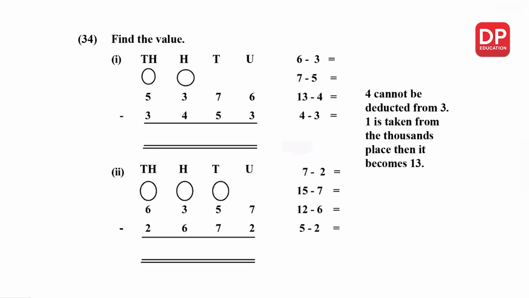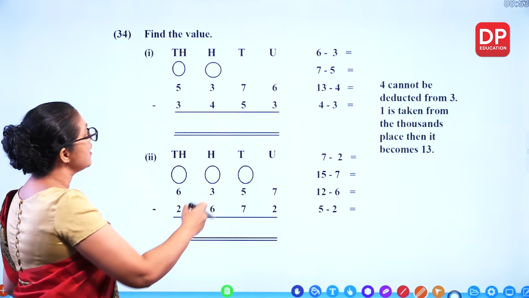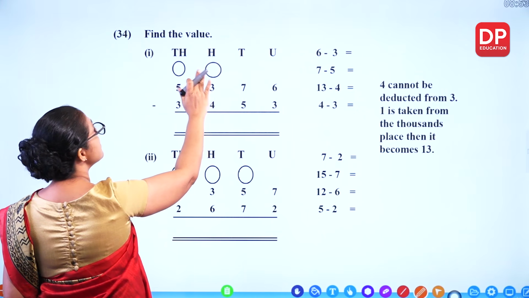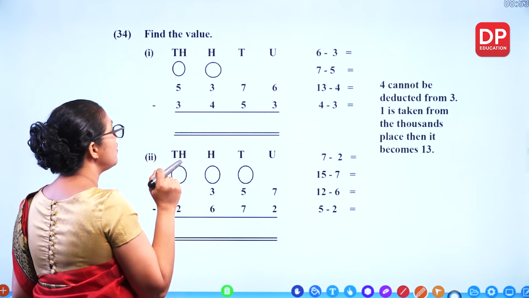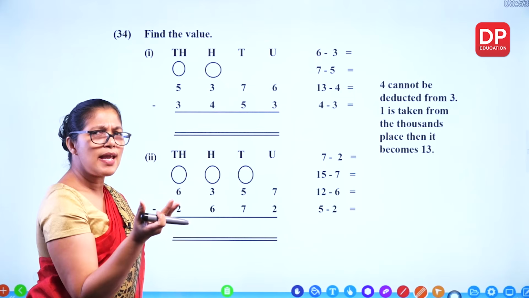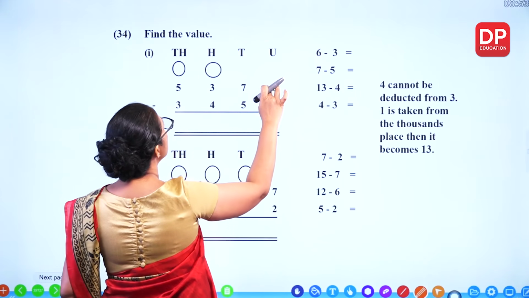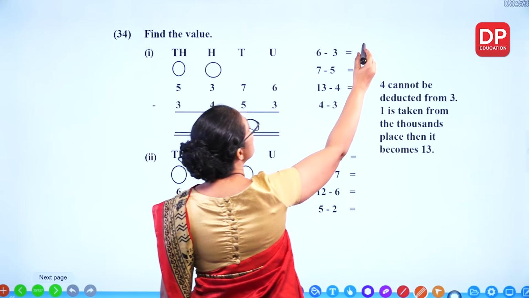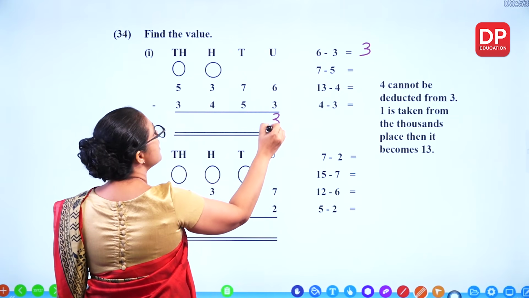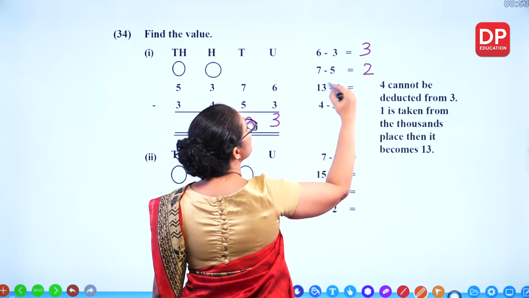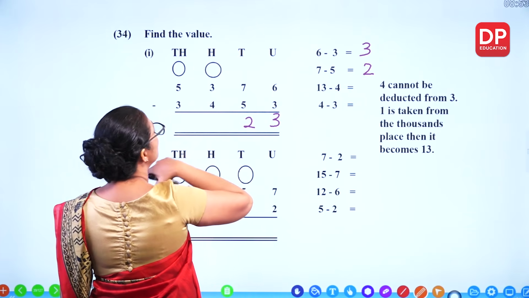Now find the value. So we can write in columns. Units place, tens place, hundreds place, and now thousand place also there. So same method as before. When you subtract, here 6 minus 3, you get 3. So you write 3 here.